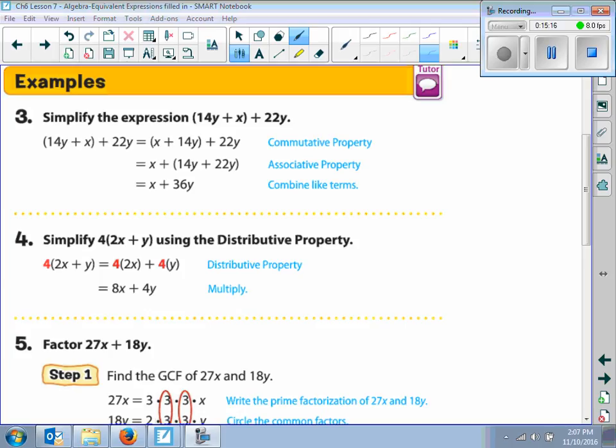That's it. For example 4, this is simplifying using the distributive property. So here, we're going to take that 4 and multiply it times everything inside the parentheses. So 4 times 2x and 4 times y. 4 times 2x is 8x, right? And 4 times y is 4y. And that's all there is to that. All right.